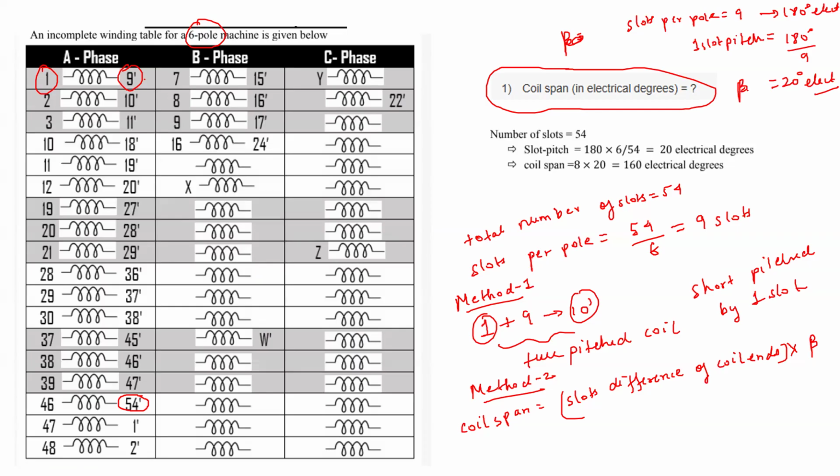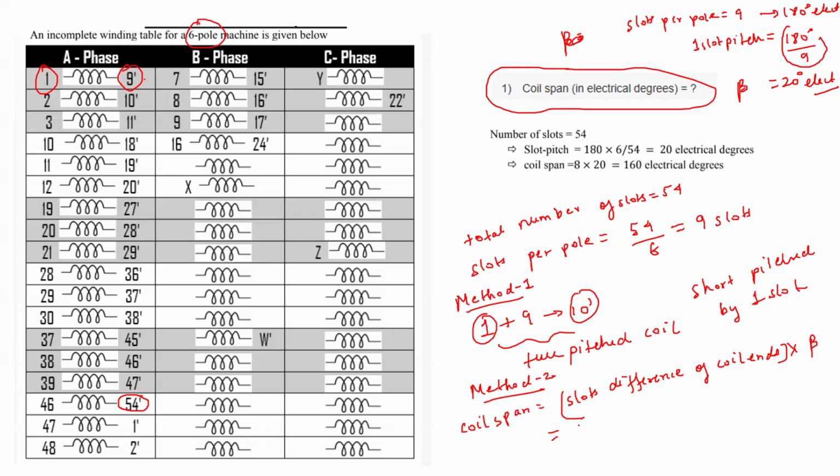Under one pole, the pole pitch is 180 degree. Now, how many slots per pole are there? All the slots in one pole make 180 degree. So one slot will make how much? You can find it as 180 degree by slots per pole. In this way, you will find beta. So beta is 20 degree.